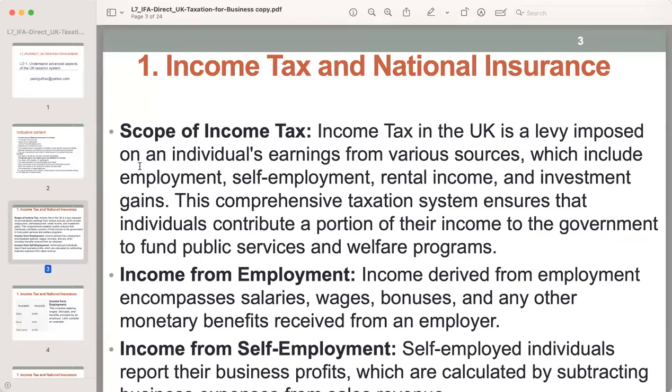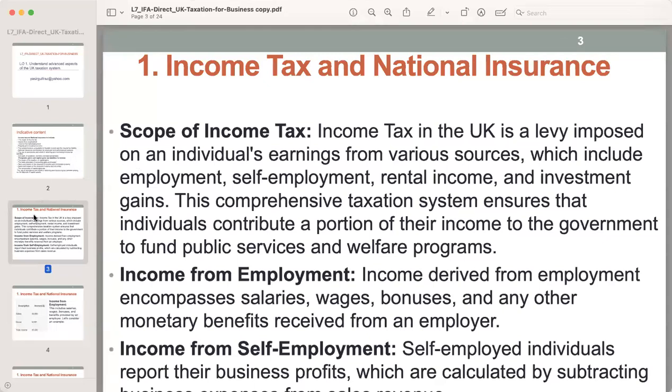Income from employment. When you work for someone, the money you earn from your job is called income from employment. This includes your wages and any bonuses you might get. Then the next one is income from self-employment. If you have your own business or work for yourself, the money you make from that is called income from self-employment. It's like being your own boss.